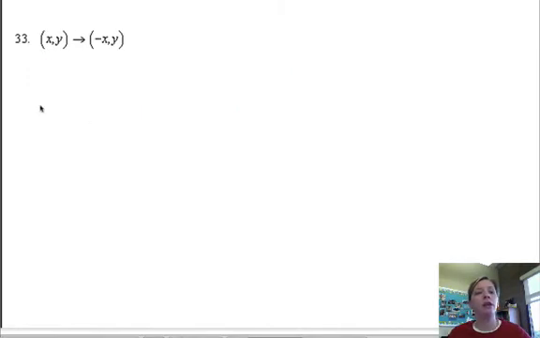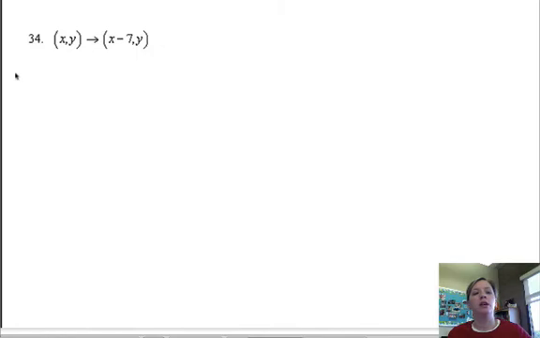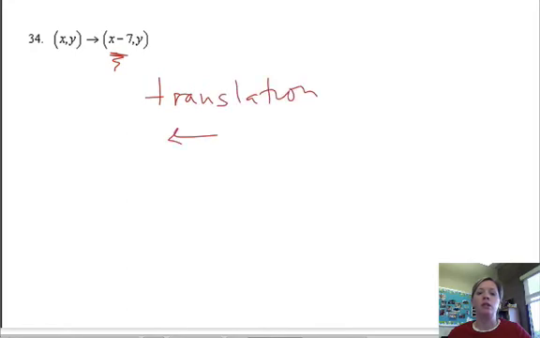Number 33, this one was also a reflection over, let's see, if I draw a picture of it, I have xy goes to negative xy, so that's a reflection over the y-axis. Or you could have said it's a reflection over the line x equals 0. And the last one, again, we're adding or subtracting. We're only doing it to the x value, but it's still a translation. Just this time, all we're doing is going to the left 7 units.